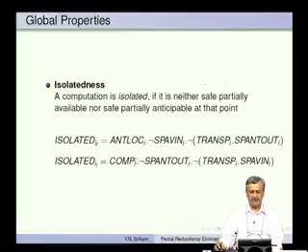Isolatedness is not a very important property for us today because it is only needed for proofs, but we will just look at it and understand. A computation is isolated if it is neither safe partially available nor safe partially anticipable at that point. So, this is not needed for us. So, we will skip the description of this.